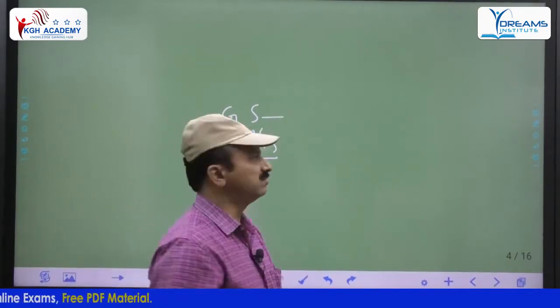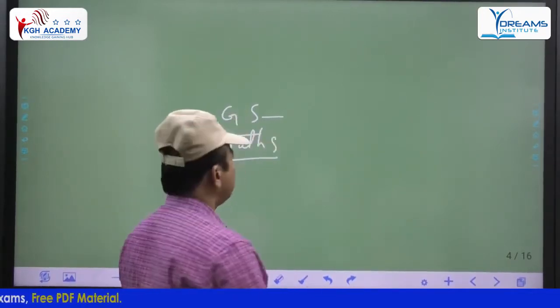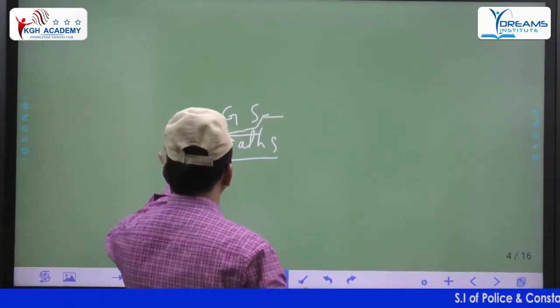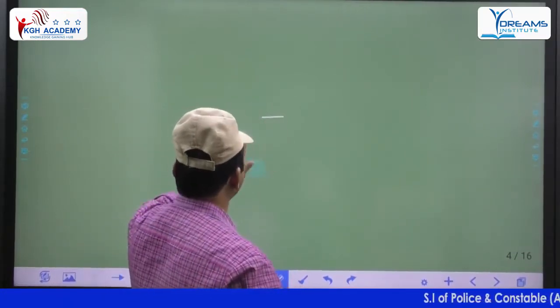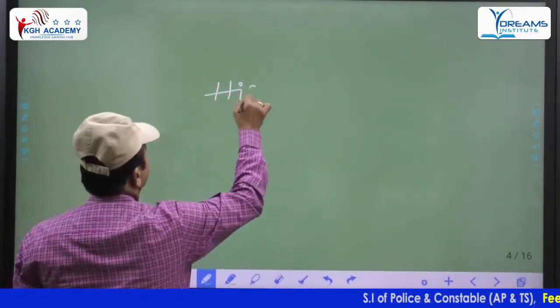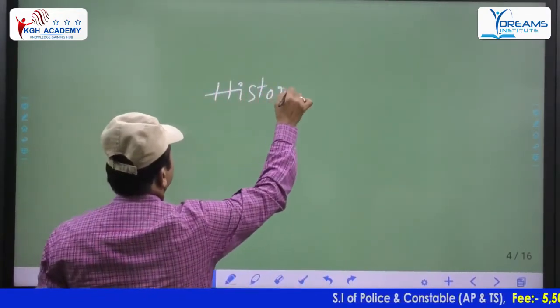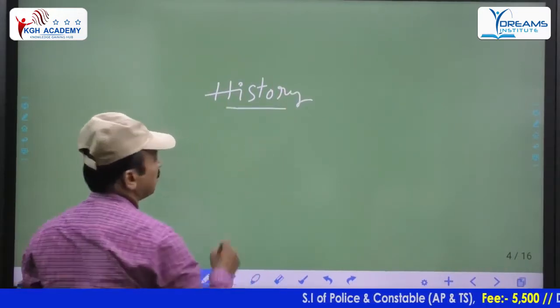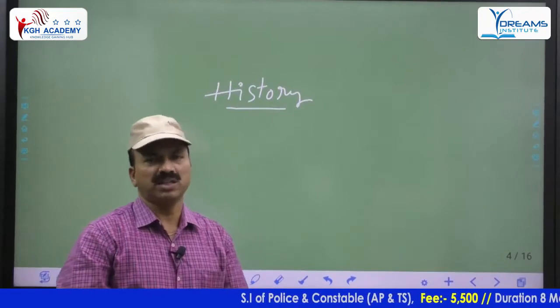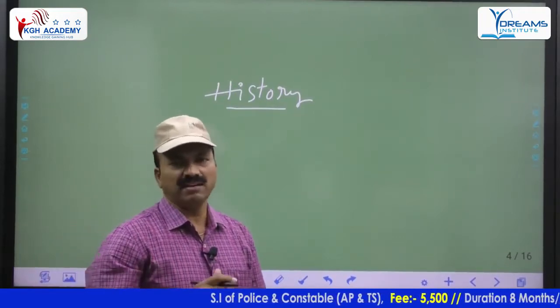Coming to history, what areas are there in history? We have to cover many areas in history. If you see this history, one is ancient Indian history, one is medieval, and one is modern. Three areas are there in this.